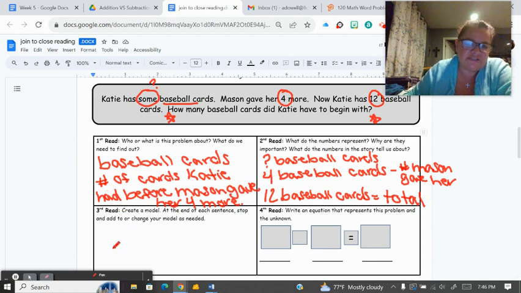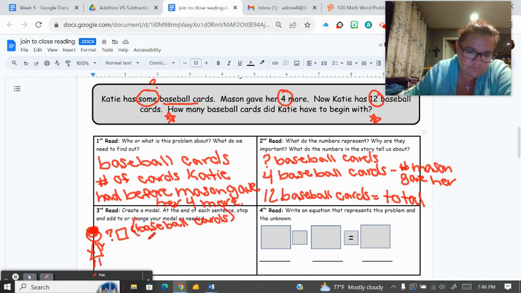Okay, so yours should have looked something like this. Katie has some baseball cards. So here's Katie. Maybe she's wearing a baseball cap. All right, so here's Katie. She has some baseball cards. I'm going to label this baseball cards just so I know what they are. So she has some baseball cards. But Mason gave her 4 more.